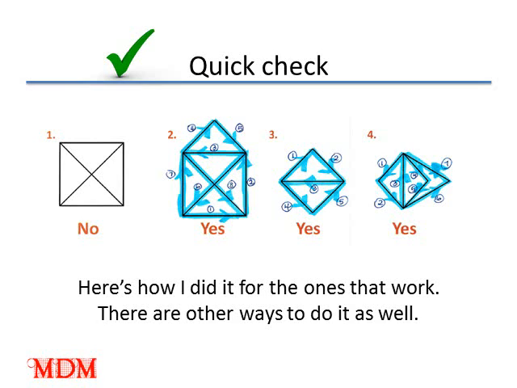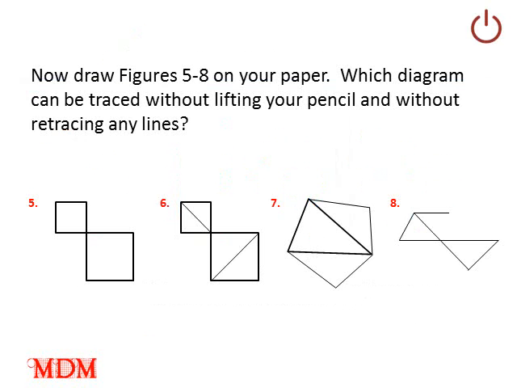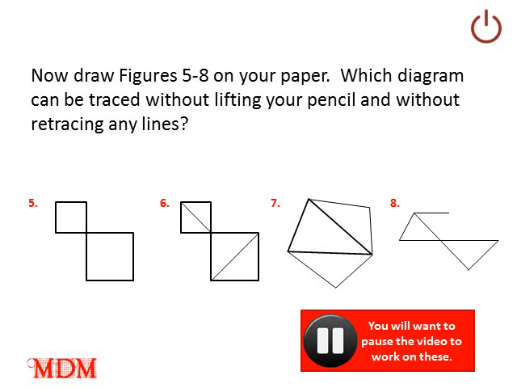This is one method that you can indicate a path when you have a particular figure that is traceable. Those are just the ways that I did problems 2, 3, and 4. There are other ways to do it as well. Now I want you to draw figures 5 through 8 on your paper. Which of these diagrams can be traced without lifting your pencil and without retracing any lines? You will want to pause the video to work on these.